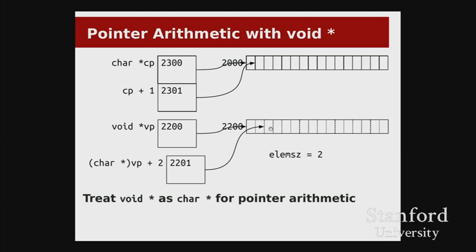Notice that to get to the next element of this array, I needed to add not 1, like I did with the int star or with the double star. I needed to add 2, which happens to be the elem size. Questions about this?